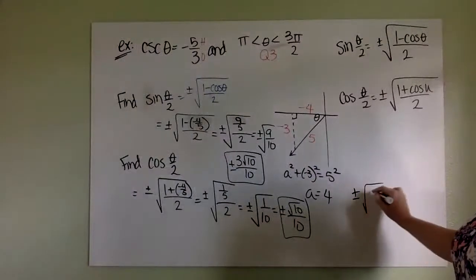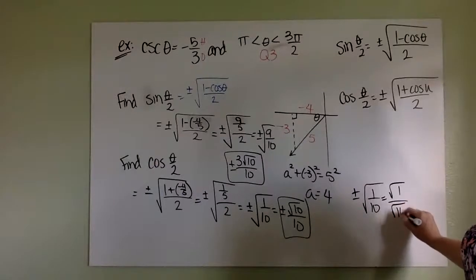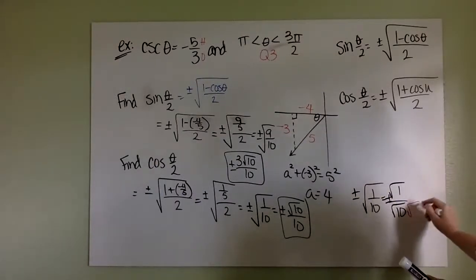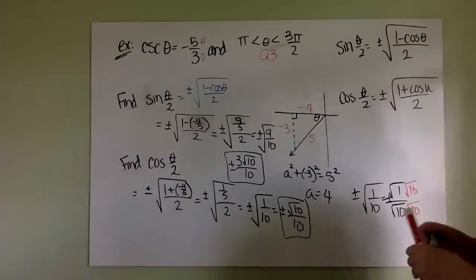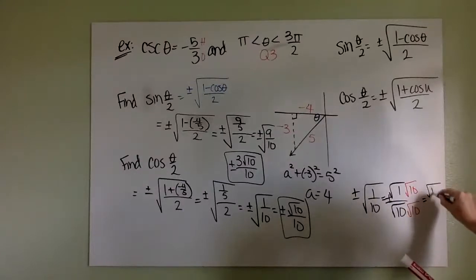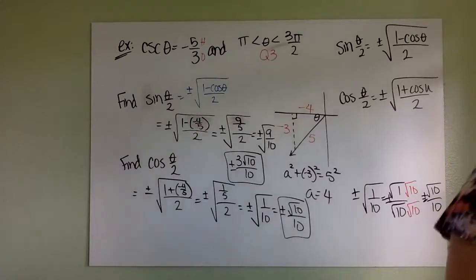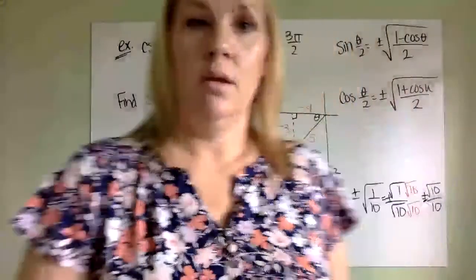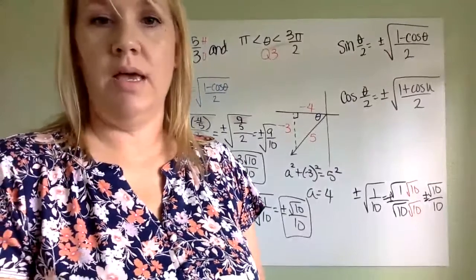So when I have plus or minus the square root of 1/10, that's the square root of 1 over the square root of 10. And we rationalize the denominator. So we have a square root of 10 over 10, like so. Okay. That's everything for sum and difference, double angle, and half angle identity.